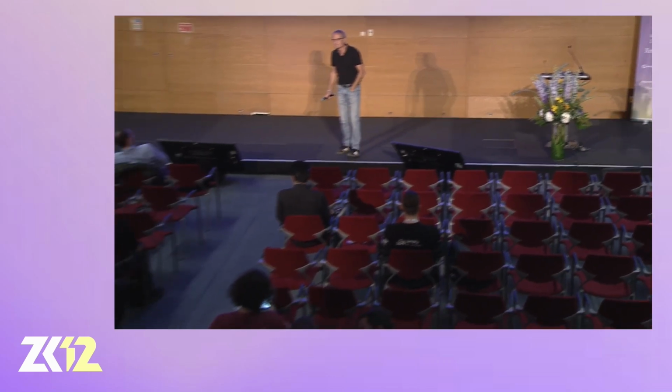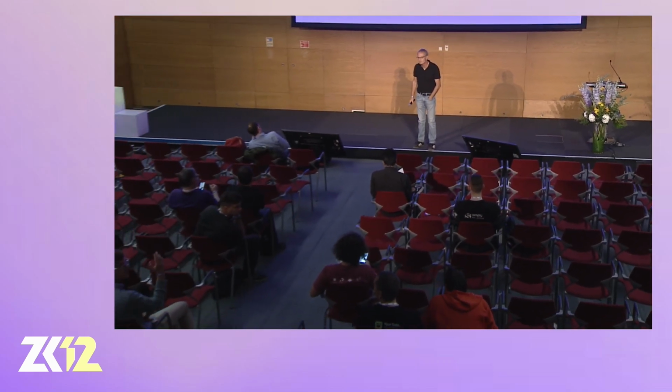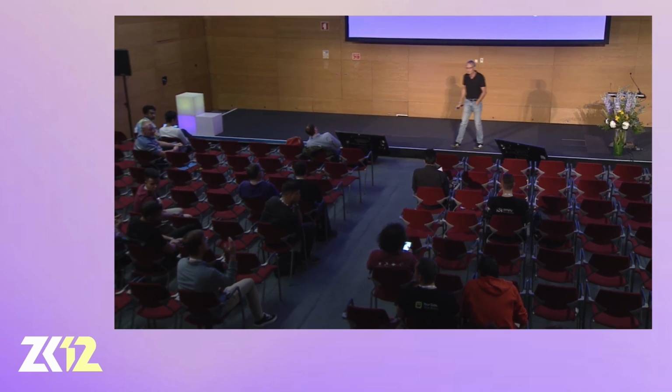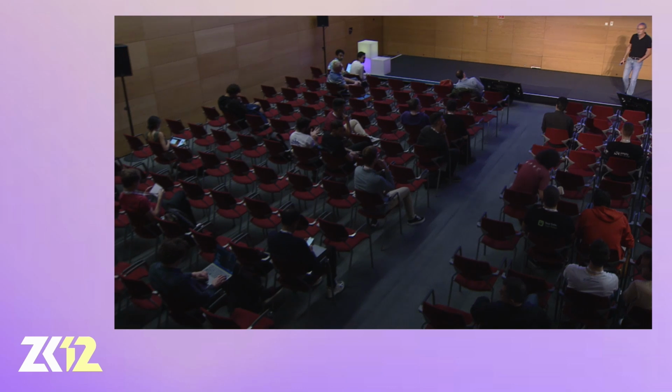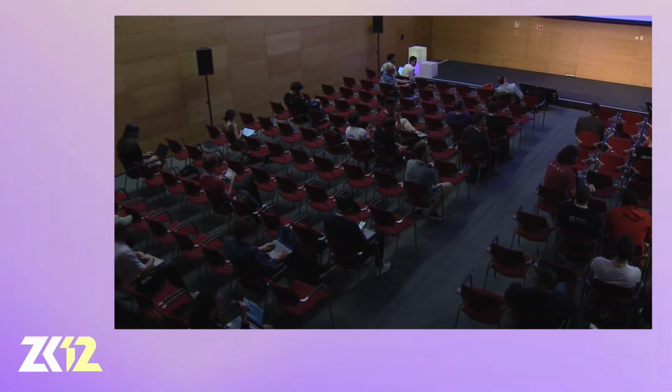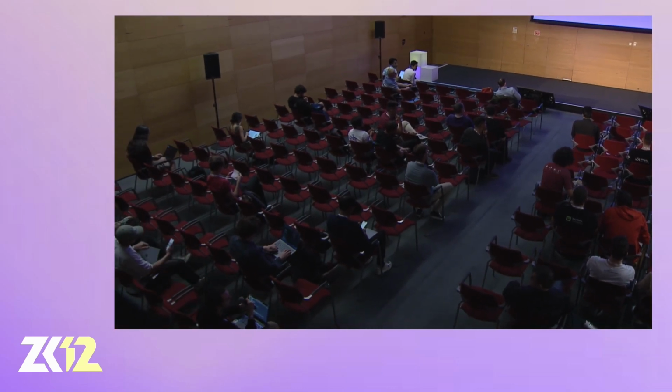Yeah, so at one point you said that circomlib 2 was using some kind of formal verification. What exactly did you use, and how did you do it?